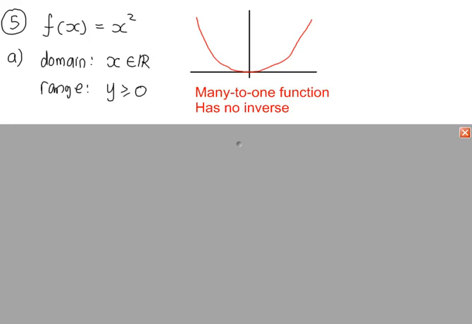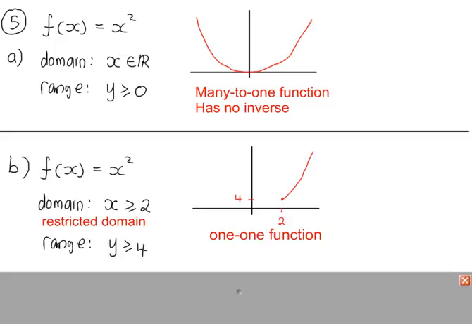Example 5, clearly this is not a one-to-one function, so it has no inverse. At the moment, x in the domain can take any value. So we can restrict the domain. So the domain has now been restricted to x greater than or equal to 2. And something like this will be just given. There's no reason why 2 was selected in this case. It was in the question. So that's a restricted domain. So y is more than or equal to 4. This is now a one-to-one function, so it has an inverse.